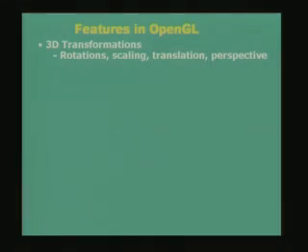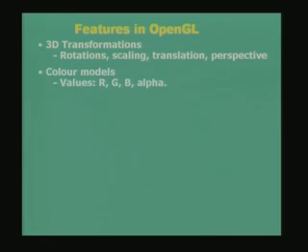Let us look back at the features in OpenGL before we discuss what OpenGL is. It provides facilities such as 3D transformations, which include rotation, scaling, translation and perspective. It provides color models, where you have to specify values of a color such as red, green, blue, RGB, and the alpha. We will describe this alpha factor, but before that we will go to certain features. I would also like to bring in what OpenGL is in terms of helping you draw a picture.